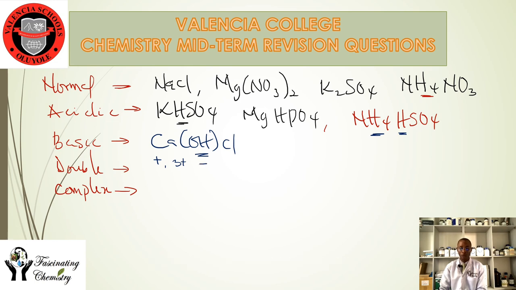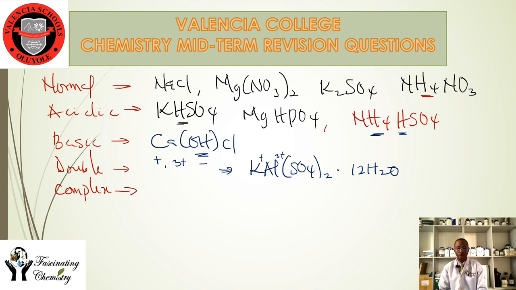So what do I mean by this? A very common example is your alum, KAl(SO4)2, that's 12 water of crystallization there. Okay, so this potassium is a plus, this aluminum is a 3 plus, and SO4 is a 2 minus. So this is a characteristic form in which you can identify a double salt. Two cations at the beginning, the first one monovalent, the second one trivalent, and you now have an anion after.